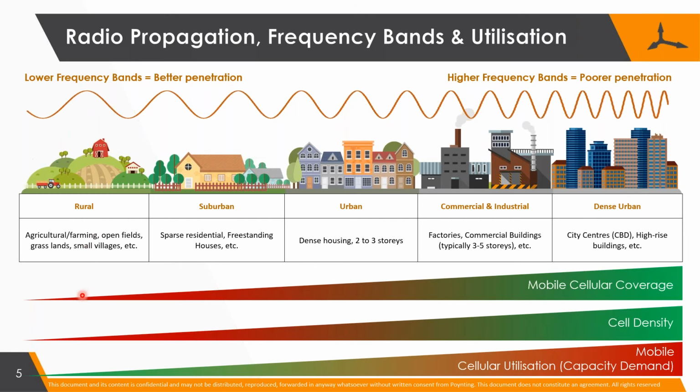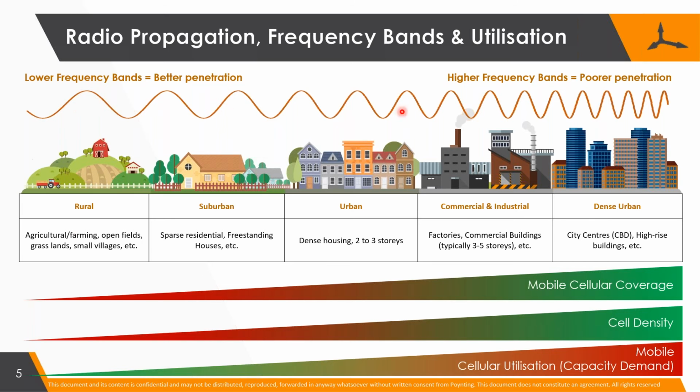So if you look at the coverage, typically the coverage is sparse in the rural areas, but because you're using the low frequencies, you can get better distances. So cell density is low, and of course, fortunately, you also don't have too many people accessing. So capacity is not a big issue, because the bandwidth here is also fairly low.